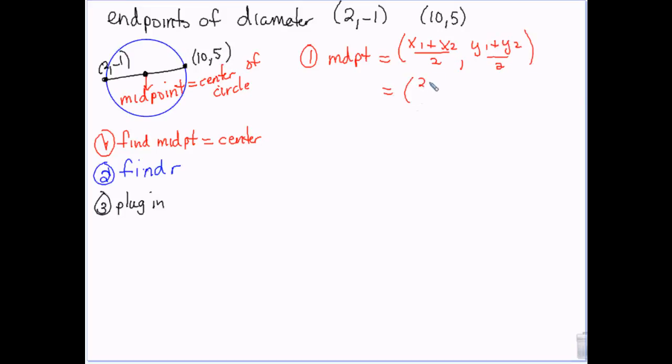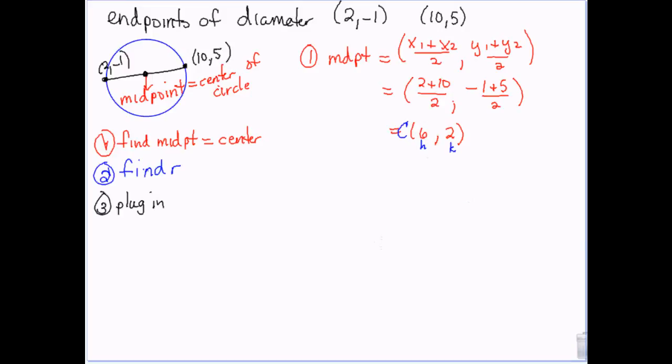So 2 plus 10 and negative 1 plus 5. So 12 divided by 2 is 6. 4 divided by 2 is 2. So that's my center. I'm going to label that as the center, and so that makes that h and k.